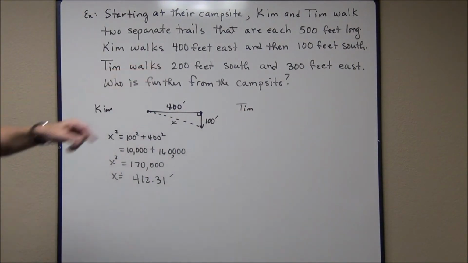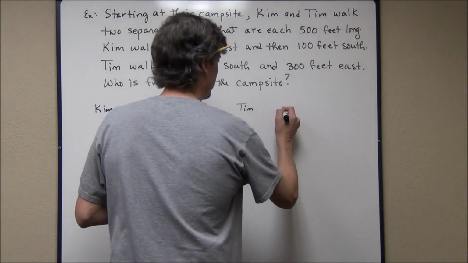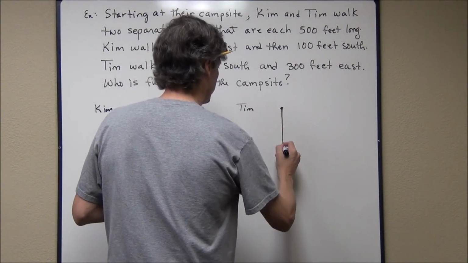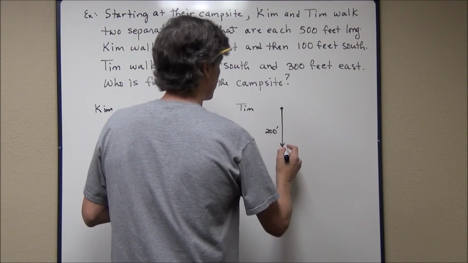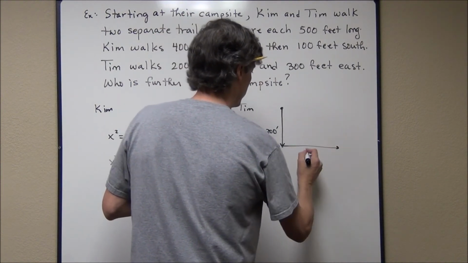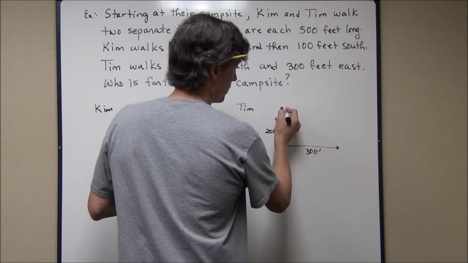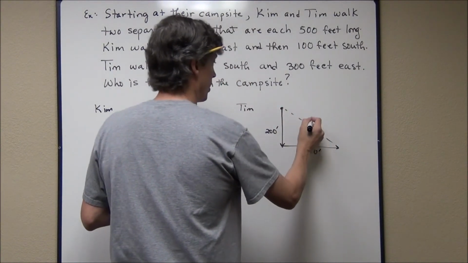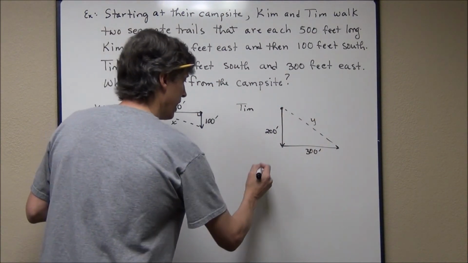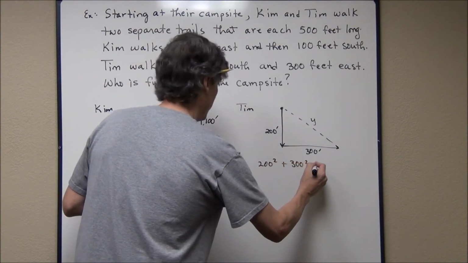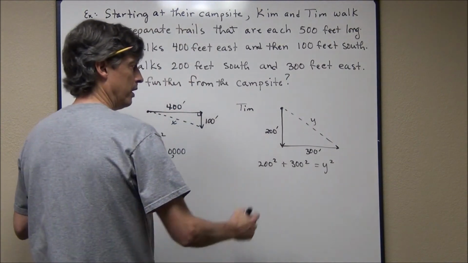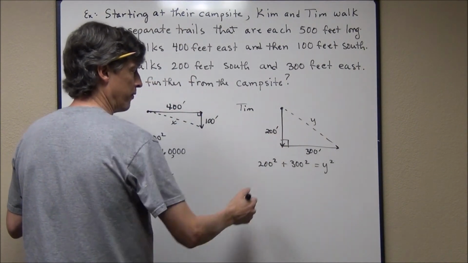Now we have Tim. Tim walks 200 feet south from the campsite and then 300 feet east. So here he is at the campsite. He walks 200 feet south and then he walks 300 feet east. And we want this distance from the campsite. So again, I'll call this one y here. And I get 200 squared plus 300 squared is equal to y squared. That's another right triangle, and I'm using the Pythagorean theorem.